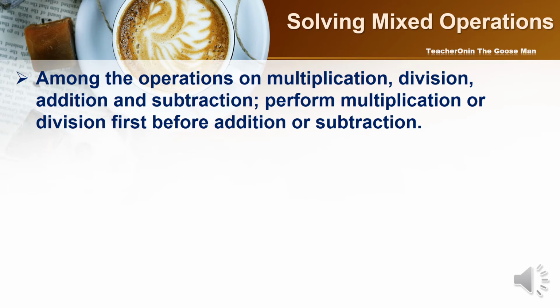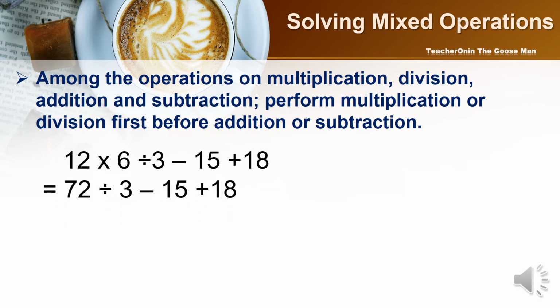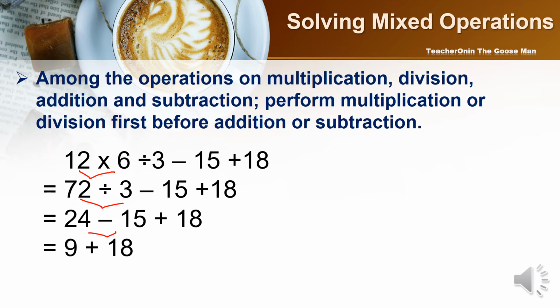Let's have another example involving all operations. So say for instance I have 12 times 6 divided by 3 minus 15 plus 18. Again, I'll perform the operation of multiplication and division first before addition and subtraction. So I have here 12 times 6 will give me 72, divided by 3 minus 15 plus 18. Again, I'll perform the division first. So I have 24 minus 15 plus 18. But take note that 24 minus 15 will give me 9, plus 18. So the final answer is equal to 27.